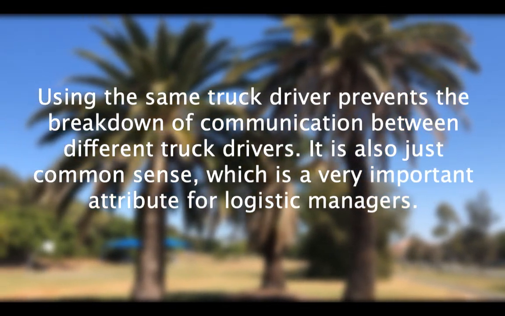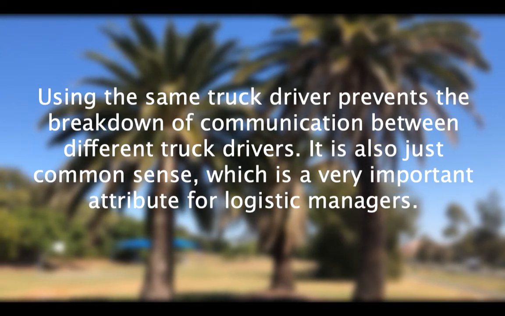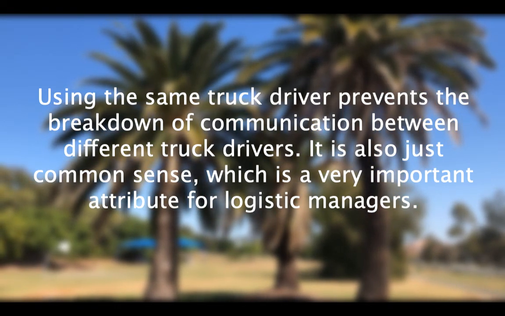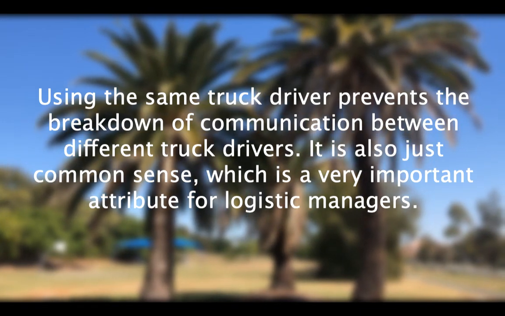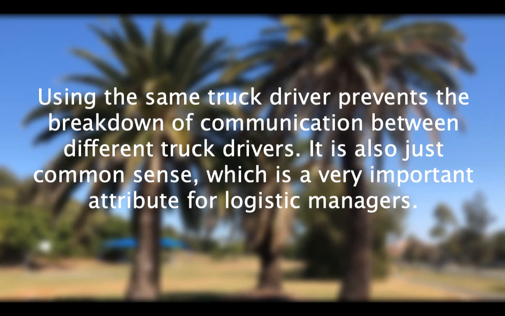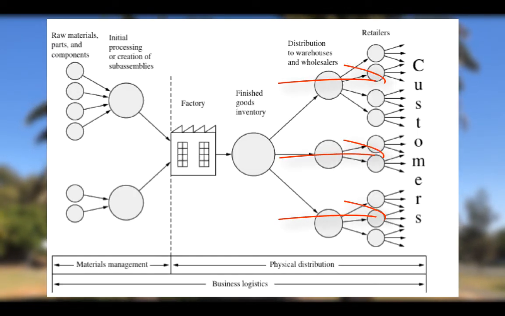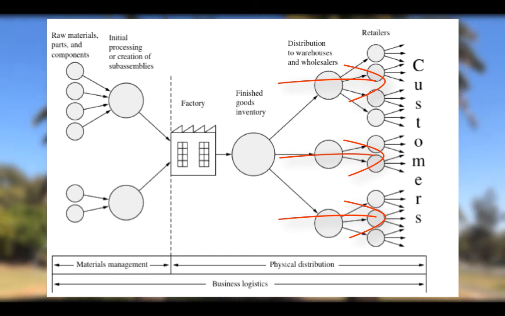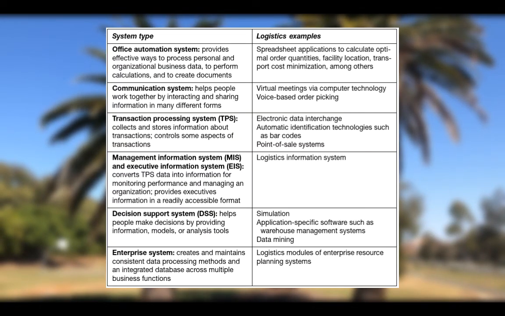Murphy and Meyer believe that the same truck driver should be used in transporting materials to and from the factory in order to prevent the breakdown of communication between different truck drivers. They also believe it's common sense, which is a major factor in becoming an effective logistics manager. Straws are then transported by trucks from the distribution warehouse to the retailer. The end point of the chain is when a customer uses a straw with their drink or purchases a pack from a retailer. Information technology is vital to a successful logistics chain.